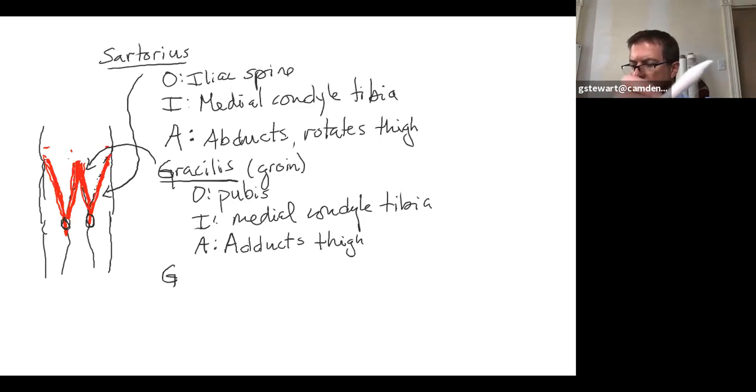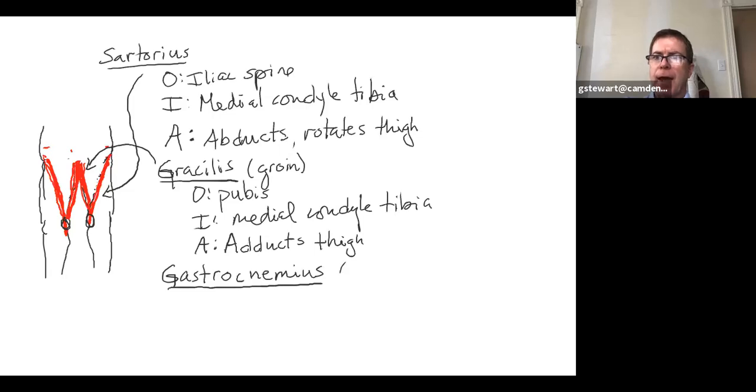We only have 1, 2, 3 more muscles. I say gastrocnemius because that's the way I was taught to say it, but there is a C here. Gastrocnemius. This is our calf, the backside of the lower leg, what you and I call the calf. So I'm going to go to the backside.